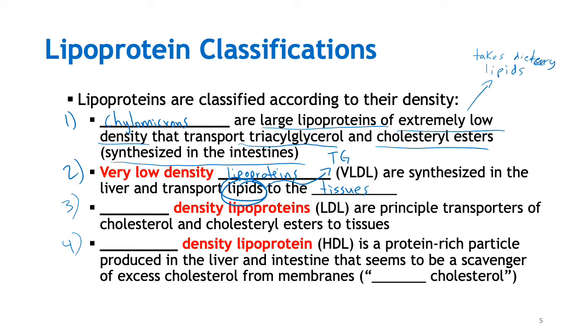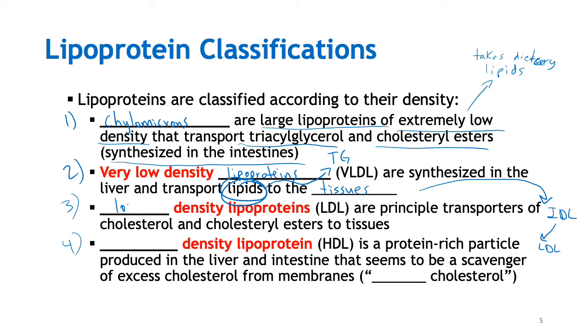Now, keep in mind these also have cholesterol esters, cholesterol on them, but they're not dispensing the cholesterol, they're dispensing the triacylglycerides. And once they do that, they go through an intermediate called IDLs, and then it ends up going to LDLs. And so very low density lipoprotein, after it gets rid of the triacylglyceride, goes to an IDL, and that IDL eventually turns into a low density lipoprotein, LDLs.